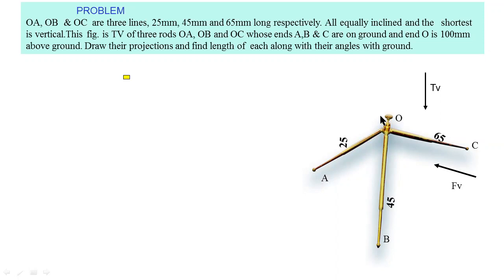This is the end O. O is 100 mm above the ground. So the height of the point O is 100 mm from the ground. Draw their projections and find the length of each along with their angles with the ground.